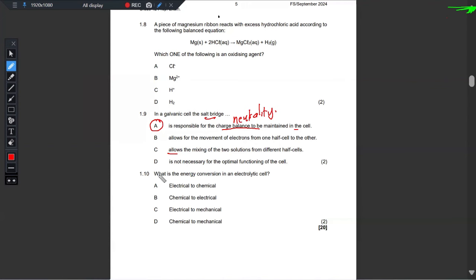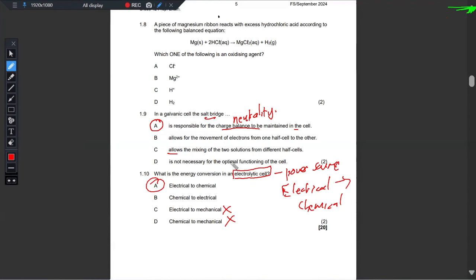Okay, then we have 1.10, which says, what is the energy conversion in an electrolytic cell? Electrolytic cell. So electrolytic cell, we know that it needs a power source. So definitely it's taking electrical energy to chemical energy. So which one matches up with that? Electrical to chemical has to be option A, right? So they try to confuse you there with electrical to mechanical, but we know anything that says mechanical in chemistry is not it, right? So it's only an option between A and B, but we know that it's electrical to chemical.